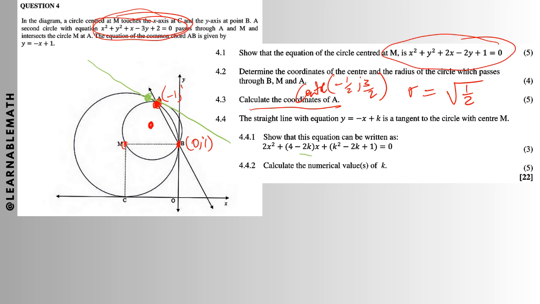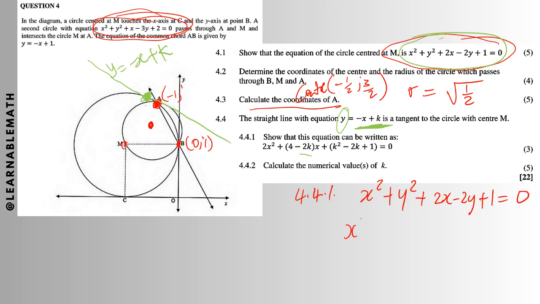So basically, where the two equations are touching, the tangent, which is y equals minus x plus k, is now intersecting with the bigger circle. So what I do is I go and replace y in the bigger circle with minus x plus k. The equation of the bigger circle was, in 4.1, x squared plus y squared plus 2x minus 2y plus 1 equals 0.